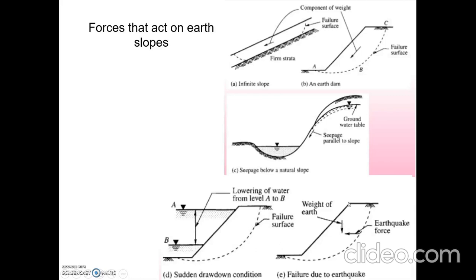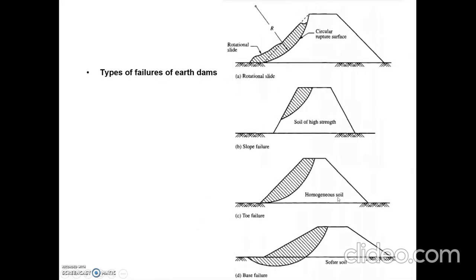In this figure, we can see that this is the slope, and due to earthquake forces, there will be failure of the surface, which is again shown here by the dotted line. This downward arrow indicates the weight of the soil mass, and the arrow pointing towards left indicates earthquake force.